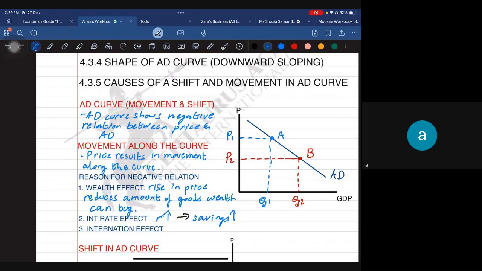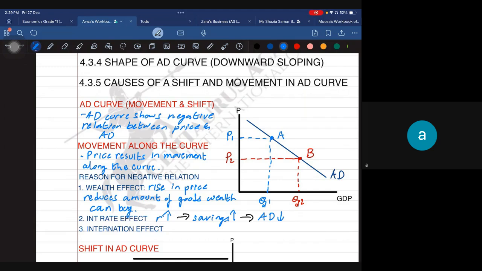So when savings increase, this will result in aggregate demand going down. Because people are saving more, they will spend less, so the demand falls. Exactly.